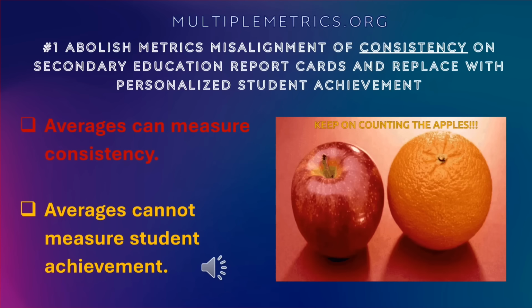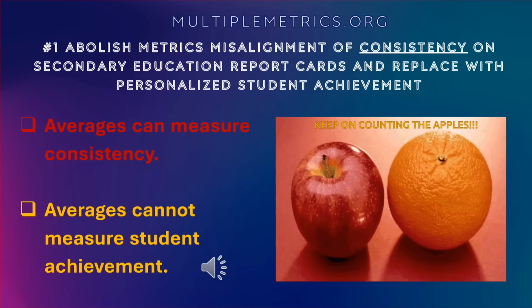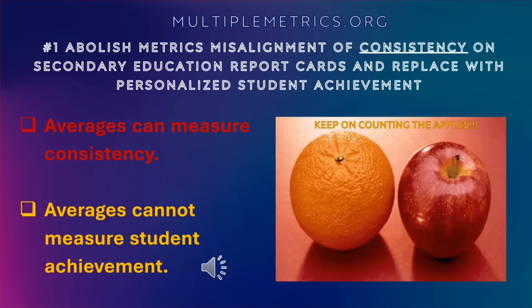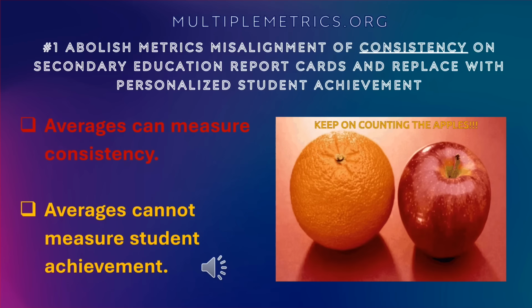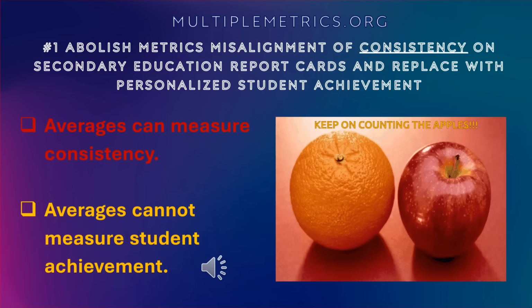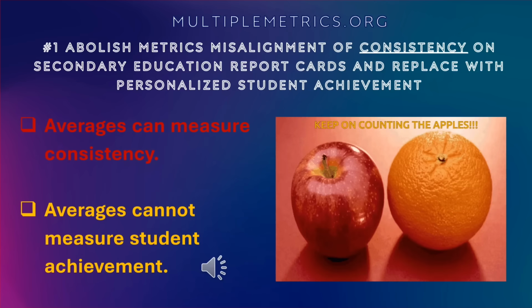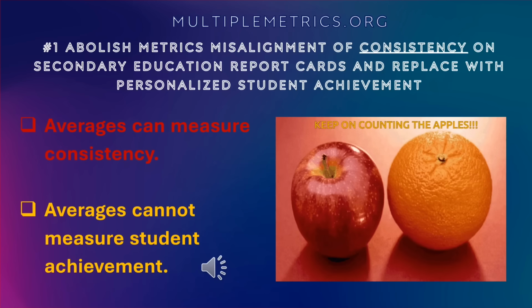And we need to stop. We need to stop doing that. Apples and oranges are two very, very different things. So if you're passionate about something, because I know we all are, I am, and everybody is about something, you still need to make sure you do not let it creep into the personalized butterfly metric system. Because if you do, you will have metrics misalignment. So if one thing is important to you, then handle it in a different way. Keep it off your secondary education report cards. Averages cannot measure student achievement, period.